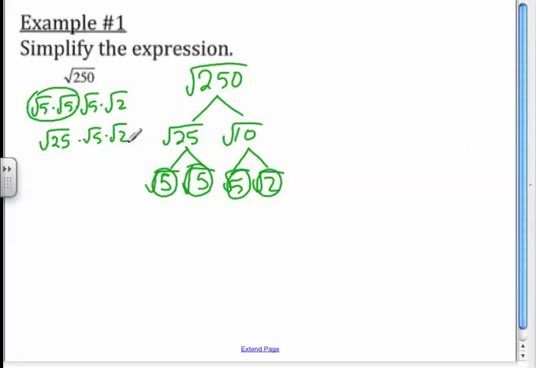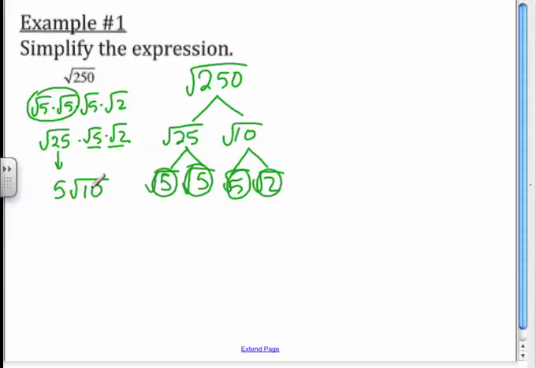Now I know what this is. The square root of 25 is just 5. Now I can't simplify these two things. They're not perfect squares and I don't have a pair of them. So I just have to put them back together and I get 5 times the square root of 10. And that's it. That is simplified.